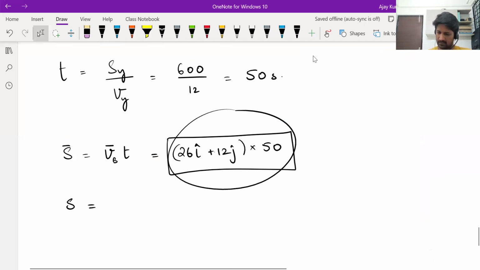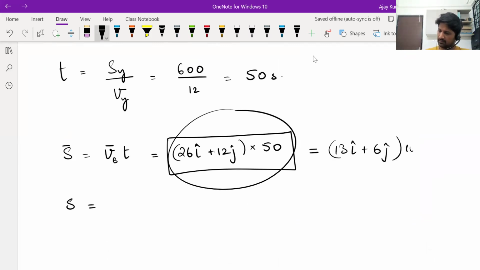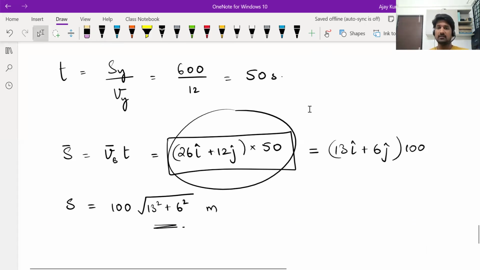You can write this vector as 13 i cap plus 6 j cap multiplied with 100. And when taking magnitude, you can put the 100 aside and take square root of 13 square plus 6 square. Simplification you can do later, but this is the total distance. We did this using velocity and time. Since we calculated time already, we followed this procedure.